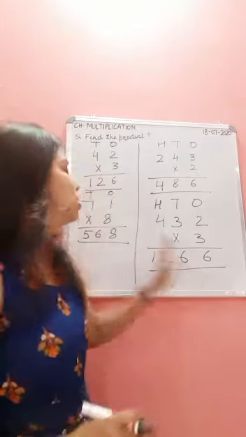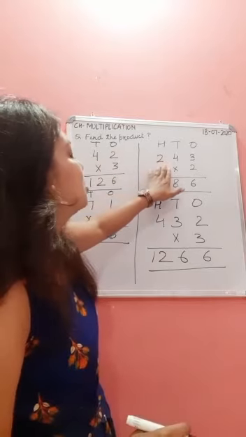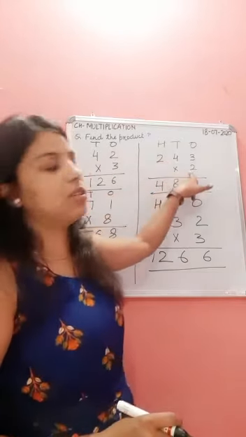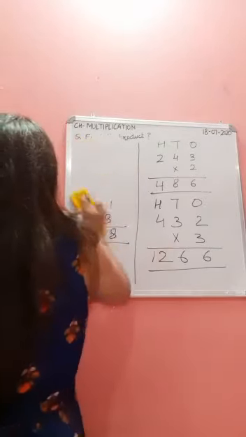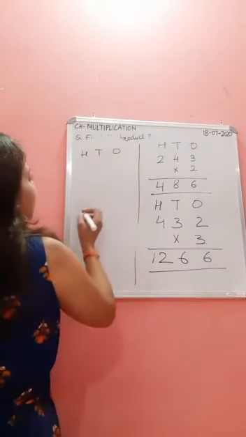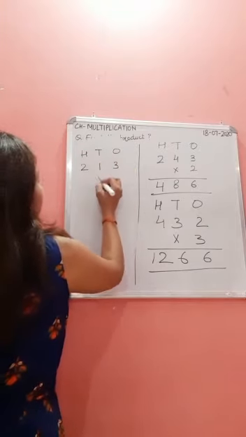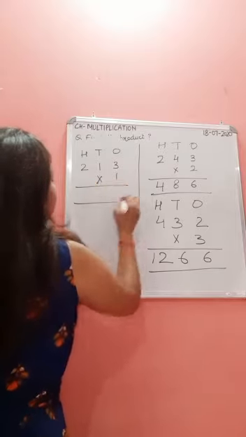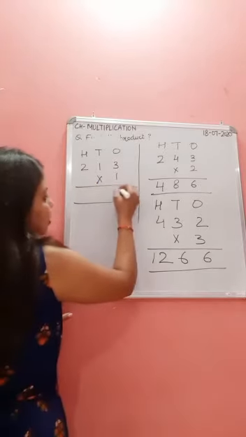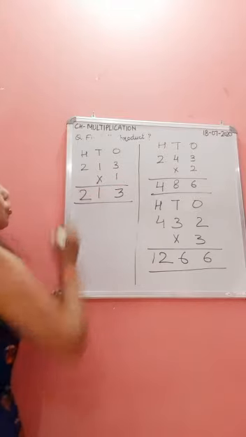Okay, so this is a 2-digit number multiplied by a 1-digit number. These are 3-digit numbers multiplied by a single-digit number. Okay, see some more. By 1. 1 3 is 3. 1 1 is 1. 1 2s are 2.